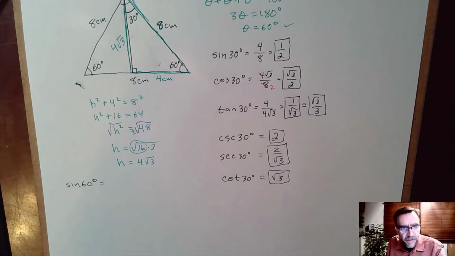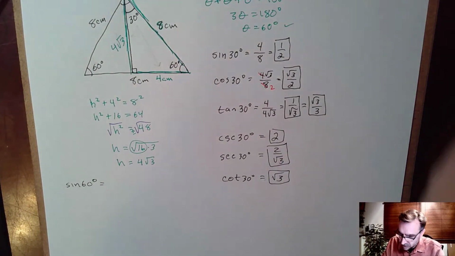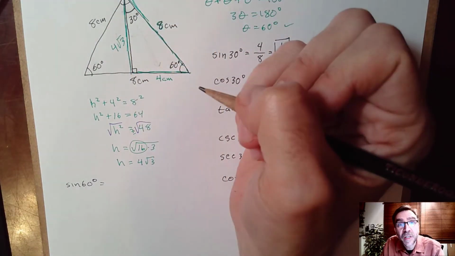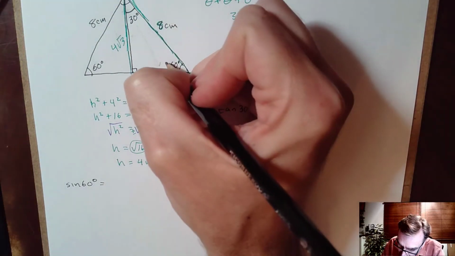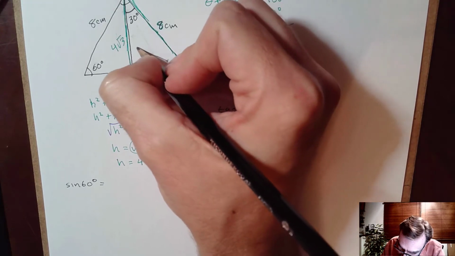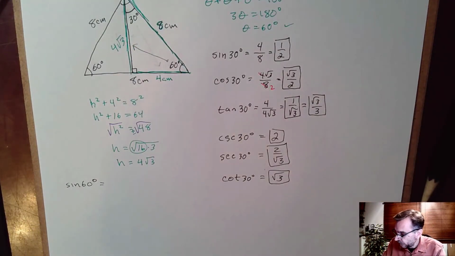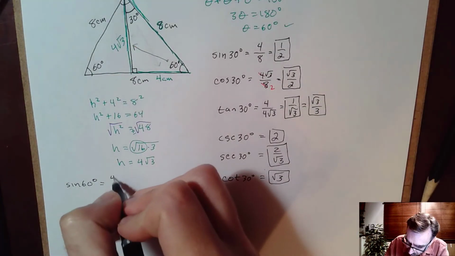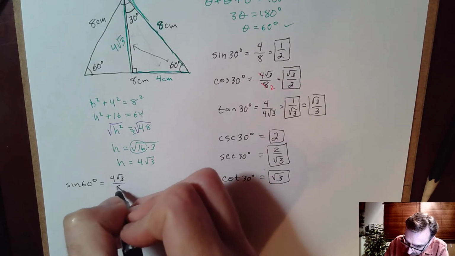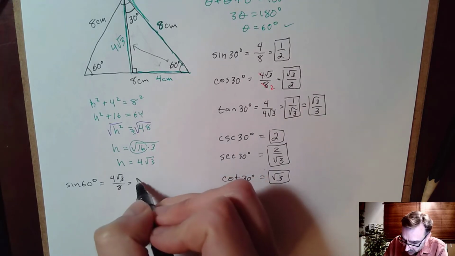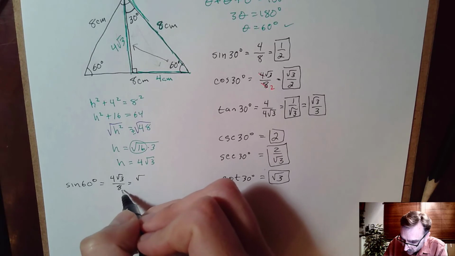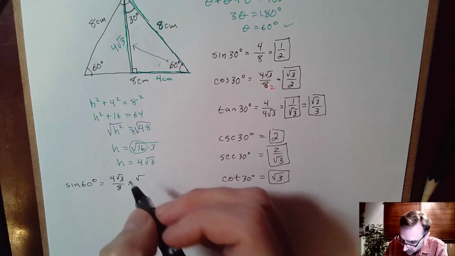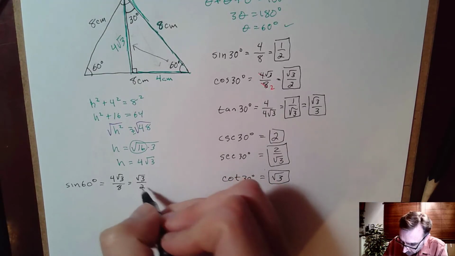So sine of 60 degrees. All right, so 60 degrees is right here. So sine is defined to be opposite over hypotenuse. So I'm looking here. And the side opposite is 4 root 3. So I can write 4 root 3 over the hypotenuse, which is 8. And then 4 reduces into 8 twice. And I get root 3 over 2.